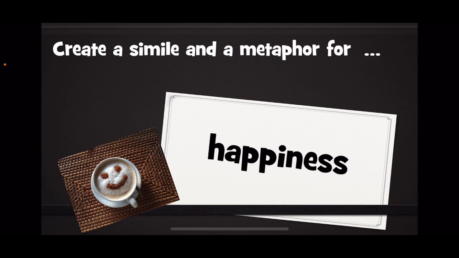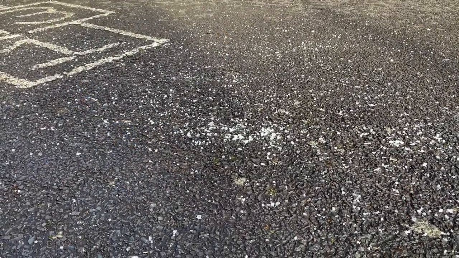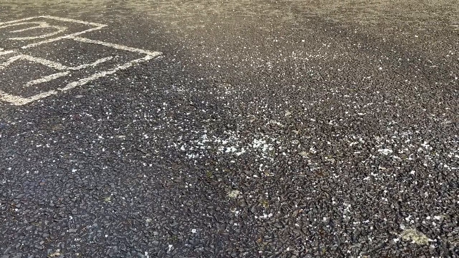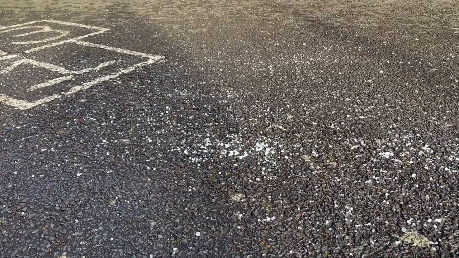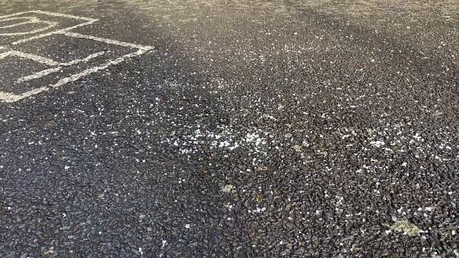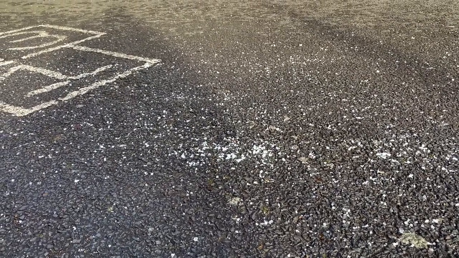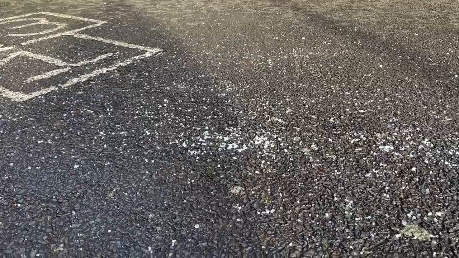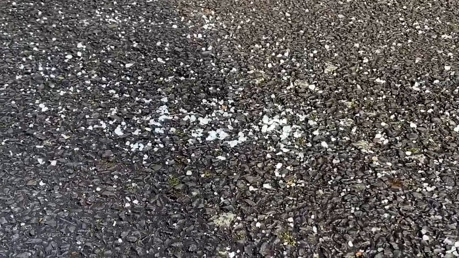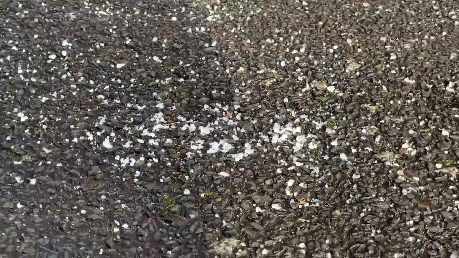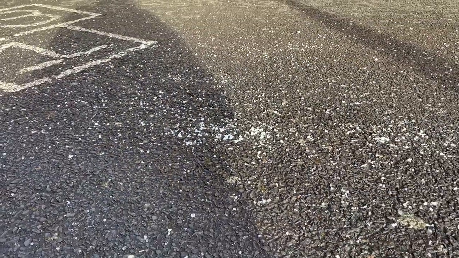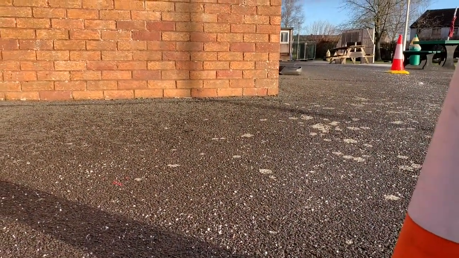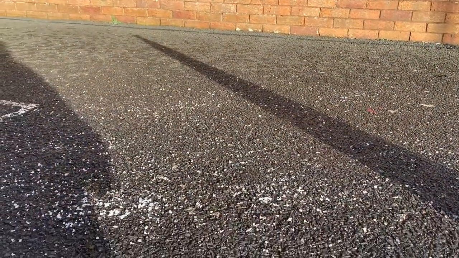All right, so let's move on to our first little task. So you can see I've come outside and I have got the camera focused on some grit which the janitors put out in the playground. Now, what I'd like you to do is try and think of a simile and a metaphor to describe how the grit looks in the cracks in the gravel, okay? You can see it across there, and then as we go further out, you see more grit just kind of sparkling. So pause me and write a simile and a metaphor for the grit.